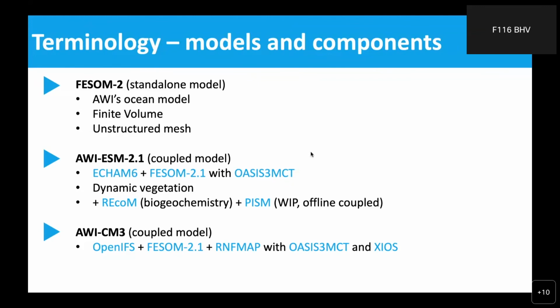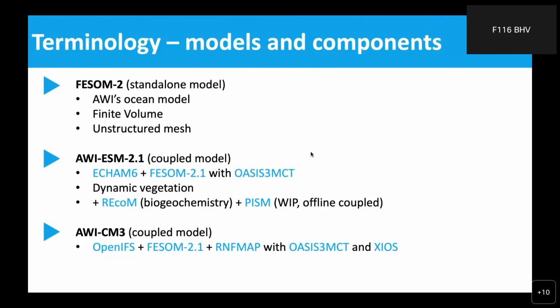So basically ESM2 is ECHAM6 and FESOM 2.1 coupled with OASIS. So ECHAM6 is the atmospheric part, and FESOM2 is the ocean. It uses dynamic vegetation, and one version of ESM2 has support for RECOM, and a work in progress version is currently using PISM. RECOM, I forgot to mention, is a biogeochemistry model, and PISM is an ice sheet model.